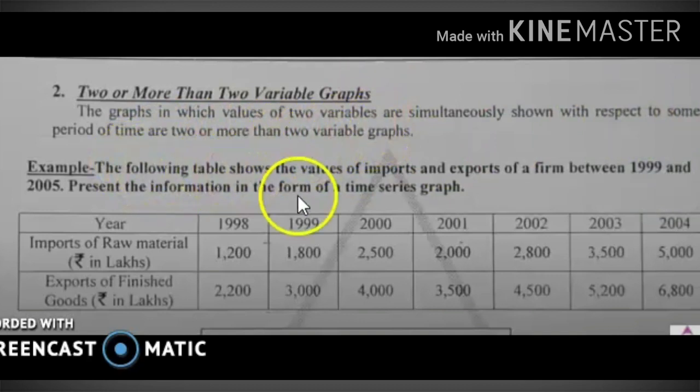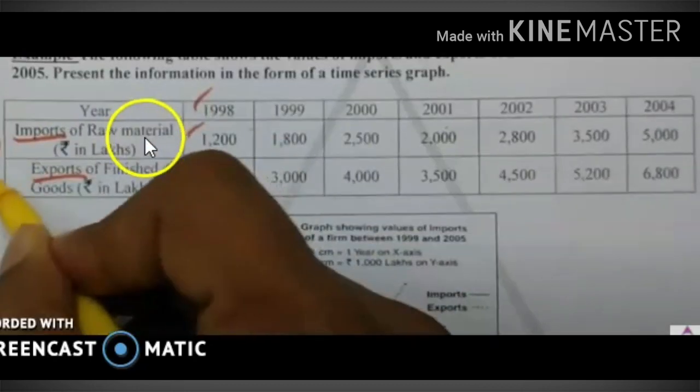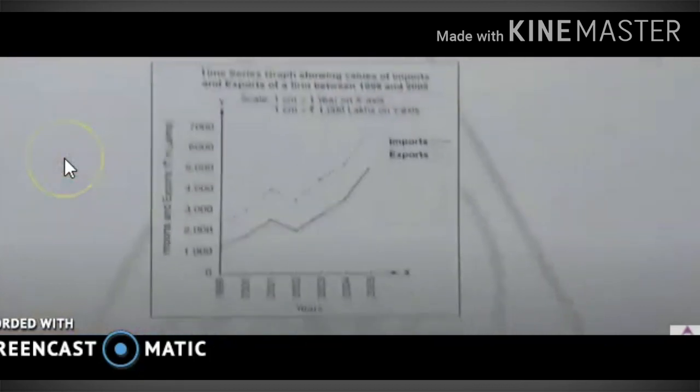The following table shows the values of imports and exports of a firm between 1991 and 2005. Present the information in the form of a time series graph. So imports of raw materials in 1998 are 1200, and exports of finished goods, you can see, are 2200. Like that the data are given here. You have to plot like that. You had plotted the one variable graph. So you can see the 1 and 2, imports and exports.